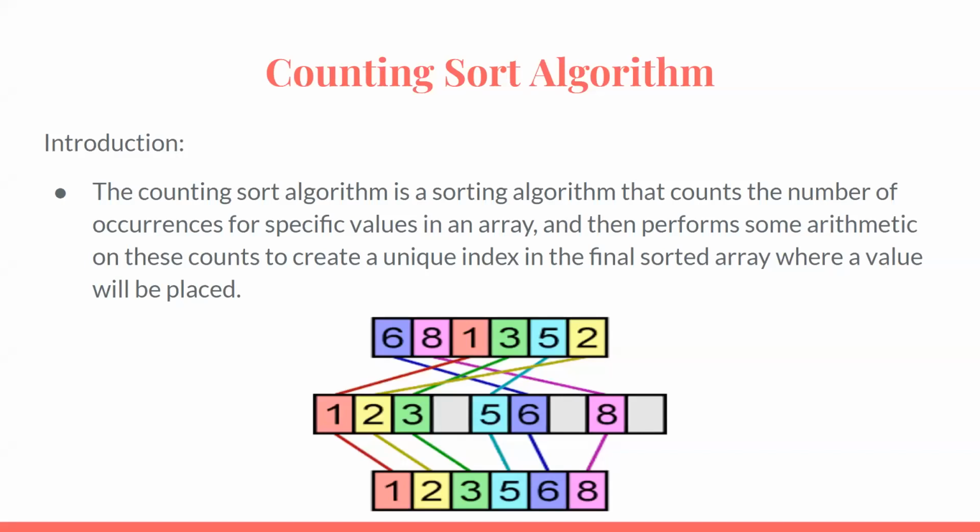So, a little introduction to the counting sort algorithm is that it's an algorithm that counts the number of occurrences for specific values in an array and then performs some arithmetic on these counts to create a unique index into the final sorted array where a value will be placed.